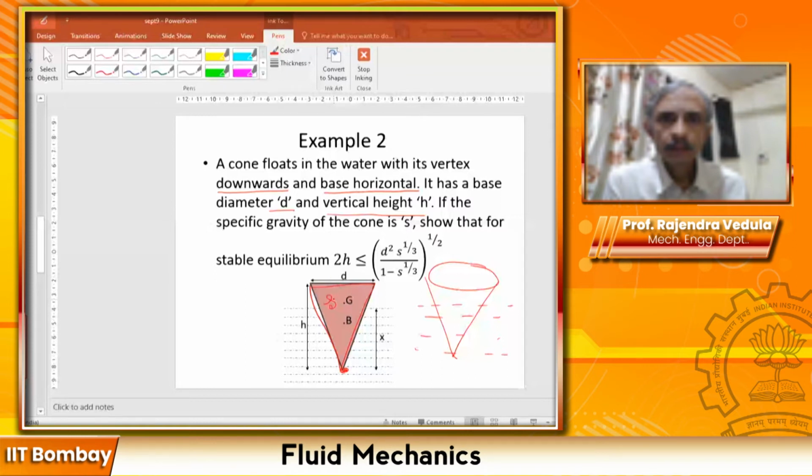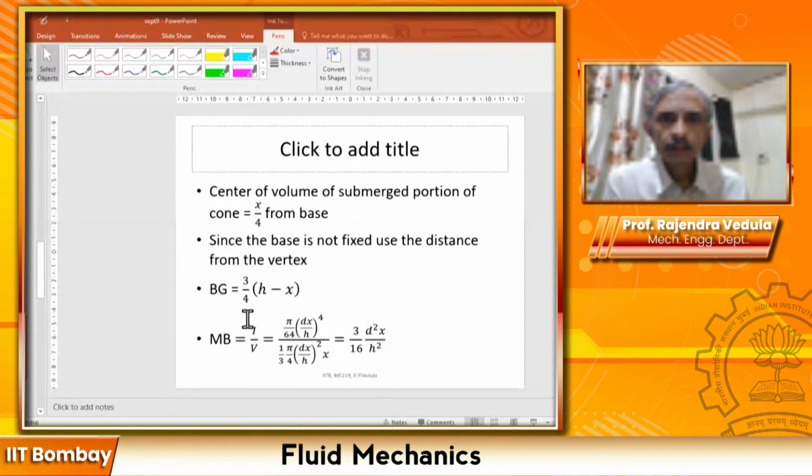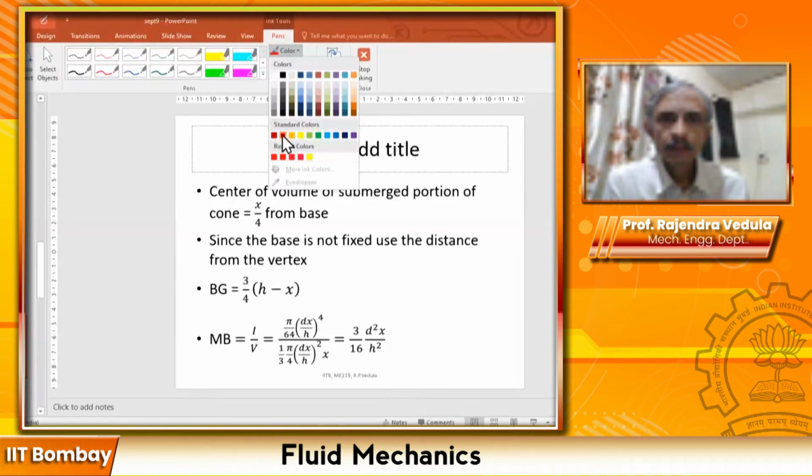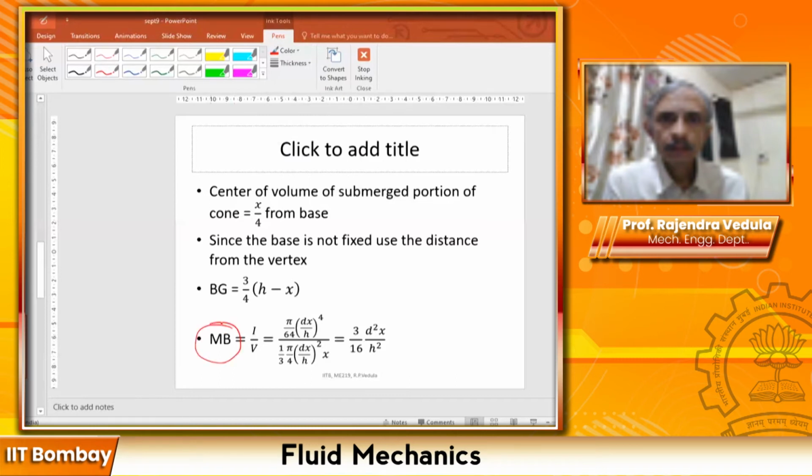So what would be the approach? The approach would be what we had seen just a little while ago. We said that we are going to perturb the body and find out the MB that we talked about. We had shown that MB is equal to I by V, where I was the moment of inertia at the wetted perimeter of the surface.